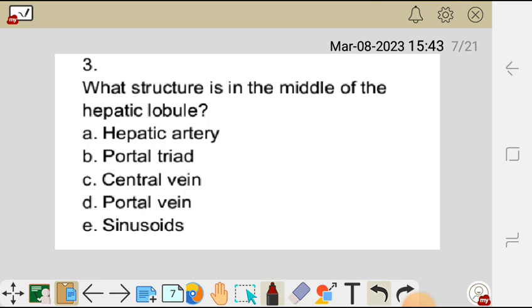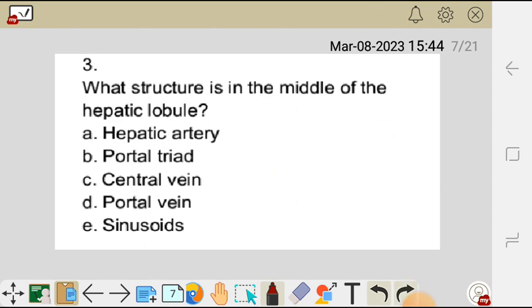What structure is in the middle of the hepatic lobule? A. Hepatic artery. B. Portal triad. C. Central vein. D. Portal vein. And E. Sinusoids. So which one among these is in the middle of the hepatic lobule? A hepatic lobule is simply a functional unit of the liver. It is hexagonal in shape.